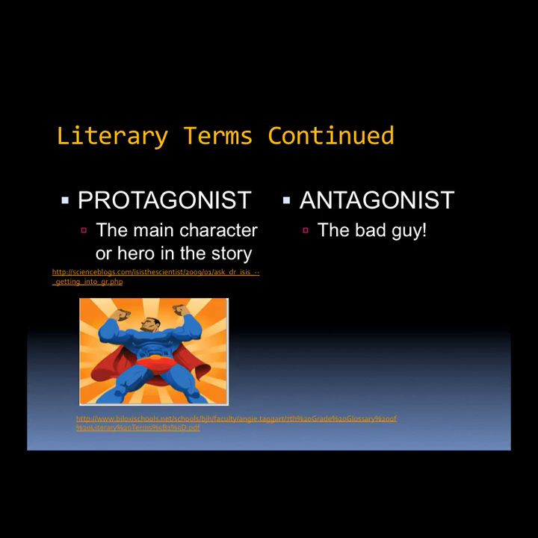Now we will talk about the protagonist and the antagonist. The protagonist is the main character or the hero in the story. For example, superheroes in many children's books are known as the protagonist. The antagonist is the bad guy, or the guy going against the superhero.